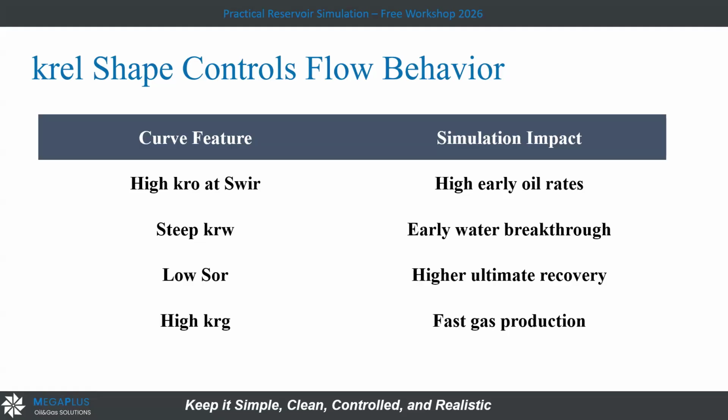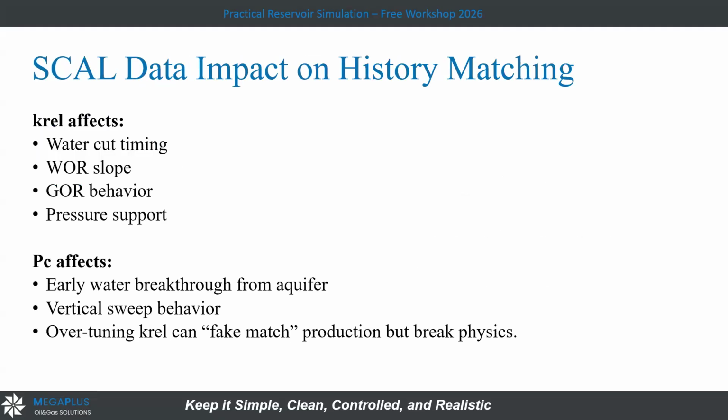That is after water injection, of course. If you have a high gas relative permeability, you will have fast gas production, as an example. So this is how relative permeability curves affect the behavior of the model and the flow. Bottom line, we can say that relative permeability affects the water cut timing, the water oil ratio slope, the gas oil ratio behavior, and the pressure support, in case you have an aquifer or something.